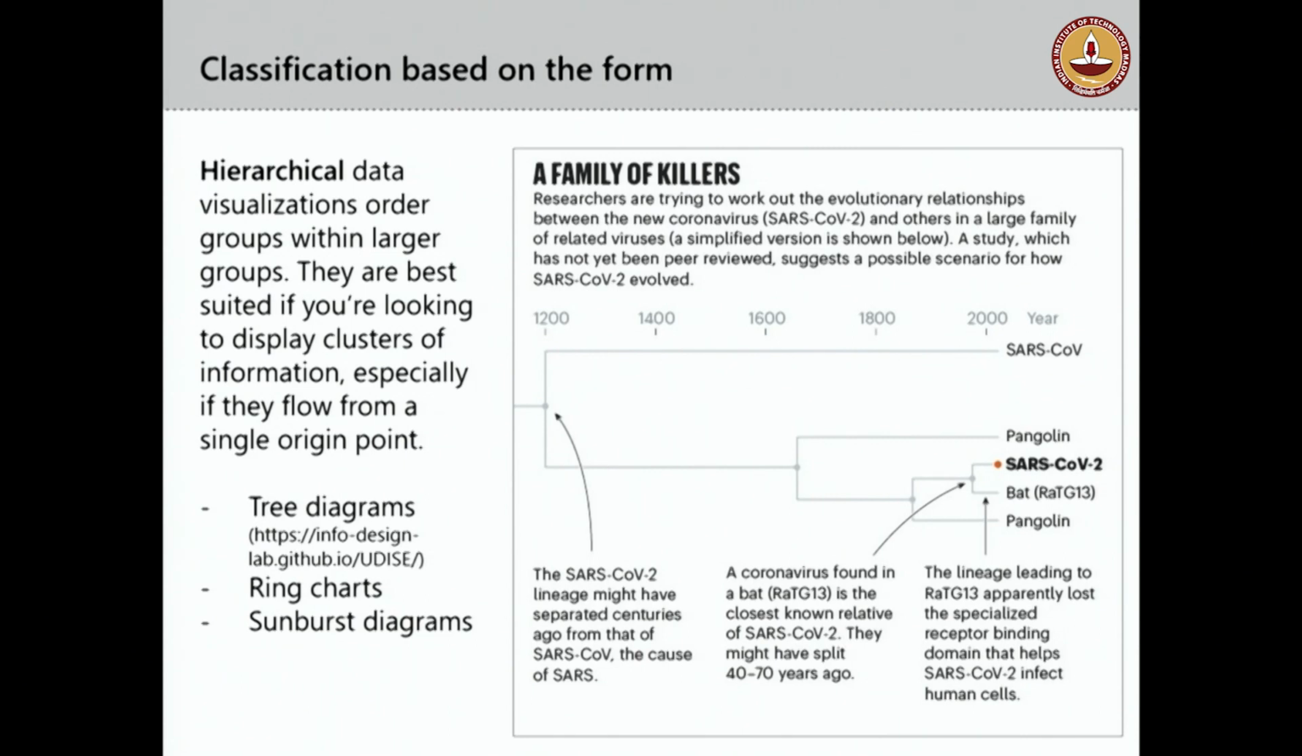Ring charts, which are variations of that, where the origin is in the center, instead of at the top or bottom. So it kind of radiates from the center. So you have one single origin, which branches to maybe 4 or 5, which further branches to 12 or 15, and so on and so forth. And sunburst and ring diagrams are very similar in nature.